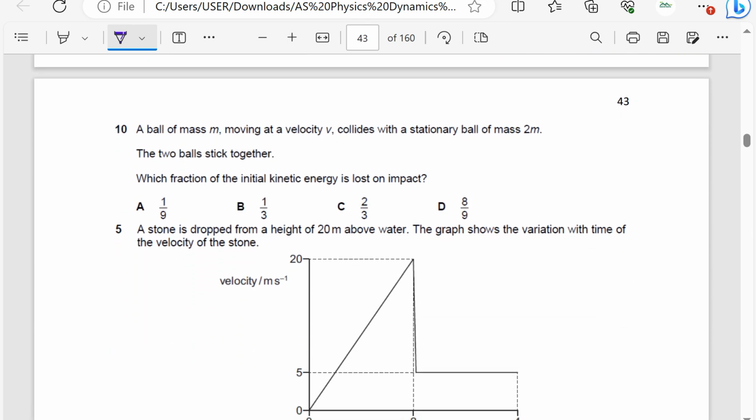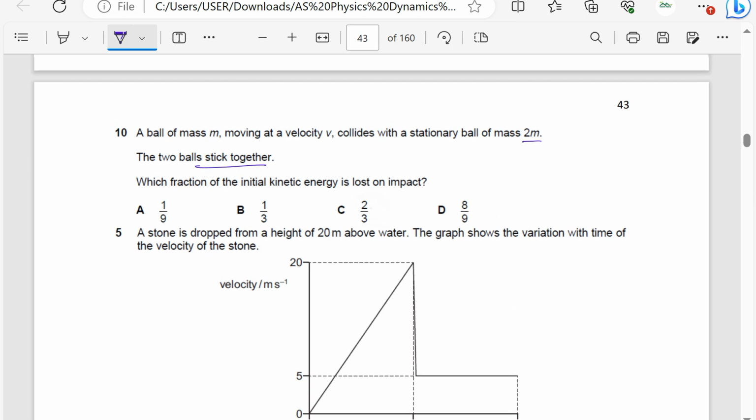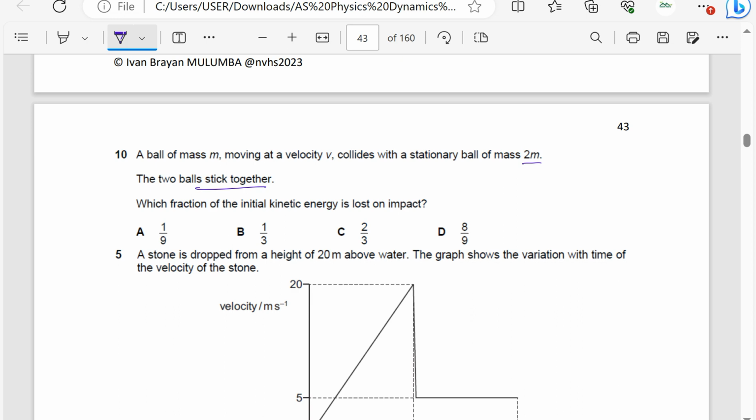A ball of mass m moving at velocity v collides with a stationary ball of mass 2m. The two balls stick together, so they move with a common velocity. Which fraction of the initial kinetic energy is lost on impact? Okay, so let's find the total kinetic energy. Let's first find the velocity.